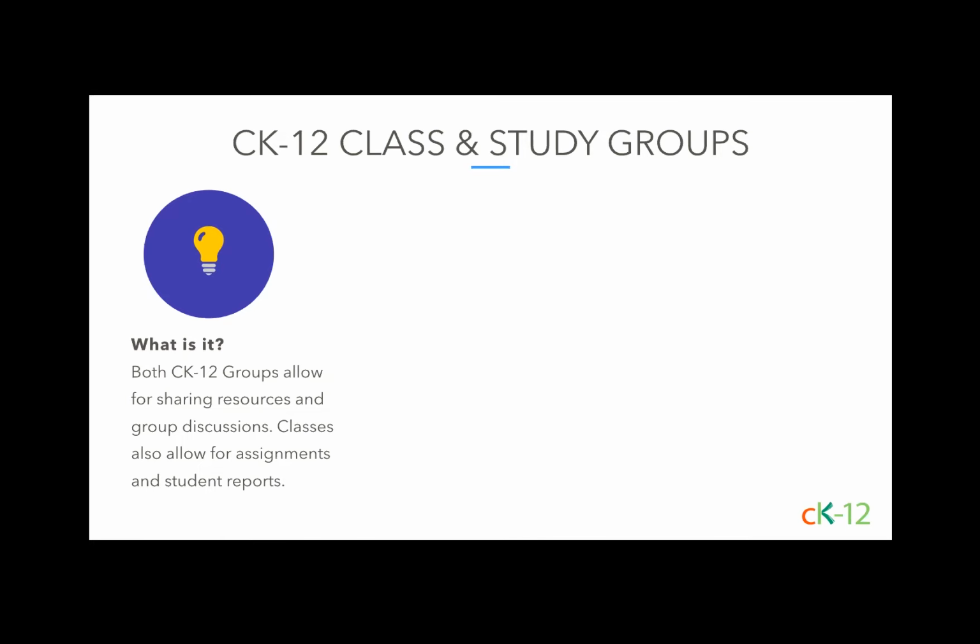But then the CK12 class groups are the ones that allow you to make assignments for students and see their reports. So if you create a study group and then you want to start making assignments, you will need to create a class group in conjunction with that, or separately, however you want to assign different students to that or the same students. But definitely make sure you're working with class groups if you want to see those reports.